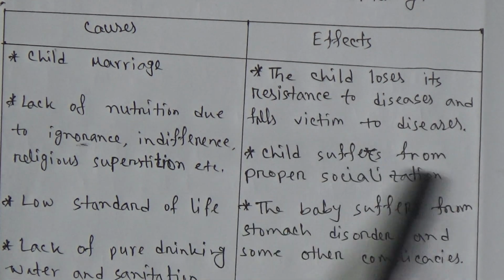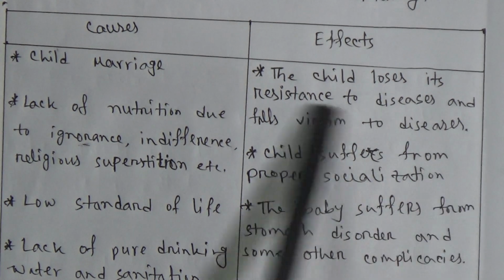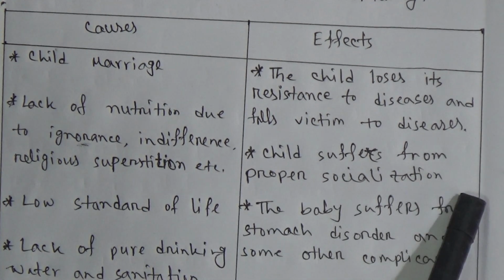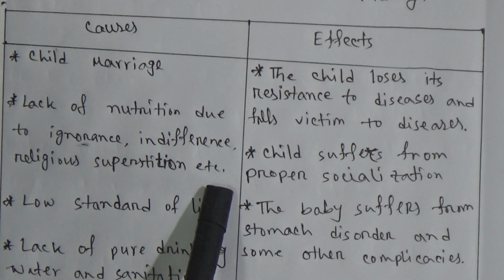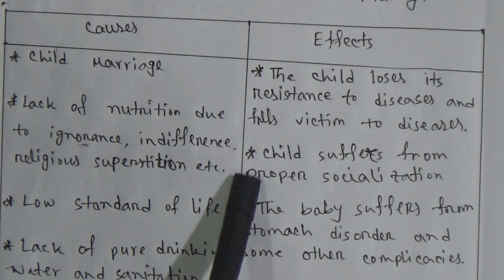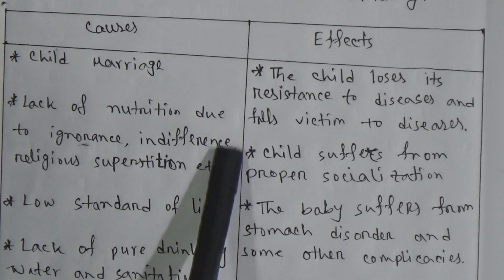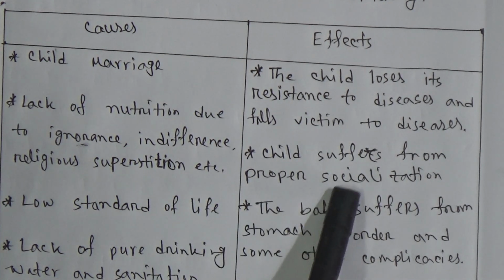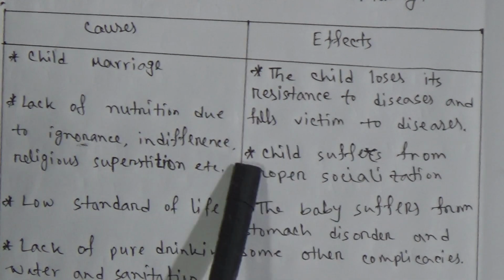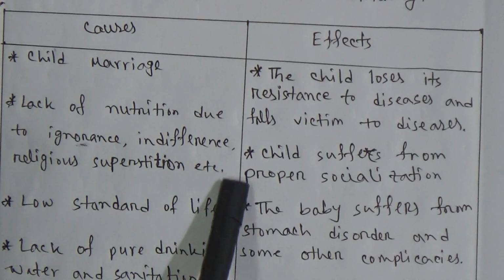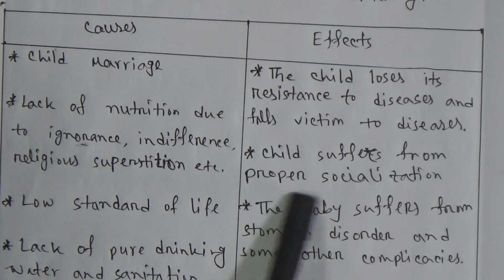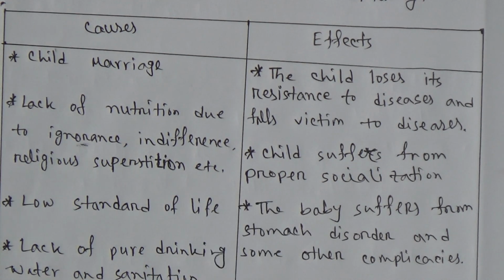And then the child suffers from improper socialization. In a society, the mother is actually the first teacher for a person in his or her family. So if he or she doesn't get the mother, there is a problematic situation in the society or in the family to be socialized properly, because the things we learn, we actually learn from our mothers. So that's why they suffer from improper socialization.